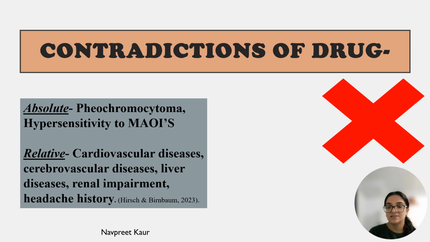Next, liver diseases, that is there are chances of impaired drug metabolism, severe renal impairments due to reduced drug clearance, and the last is the history of frequent headache. If the person is having headaches so much for the last 2 weeks, there is a risk of exhibiting these conditions.